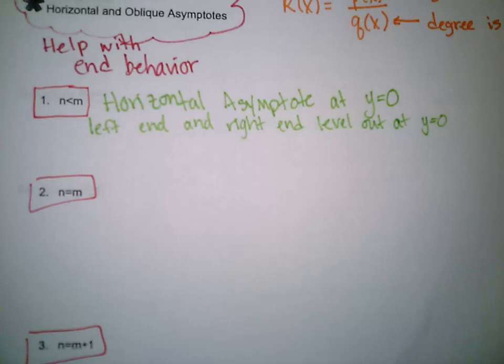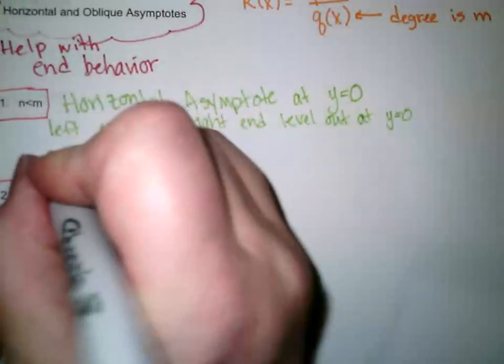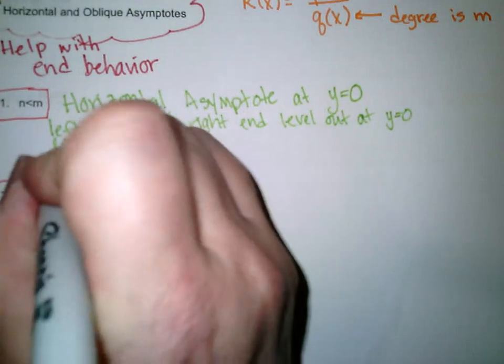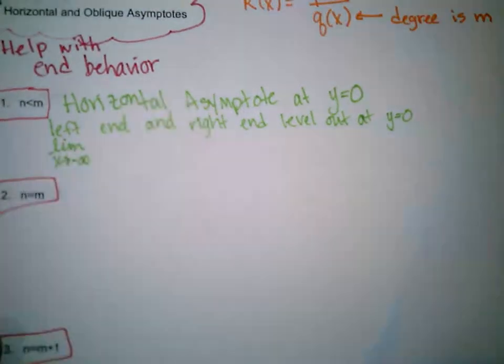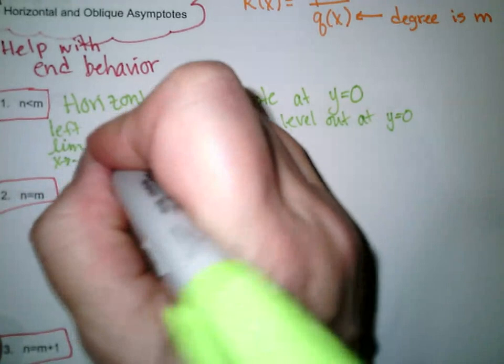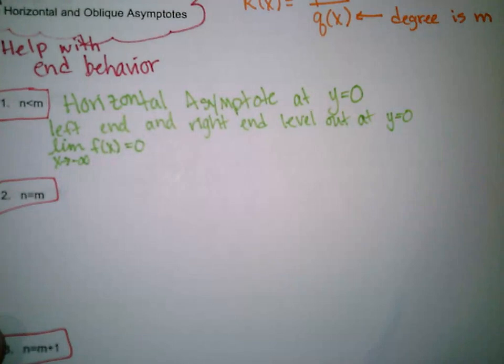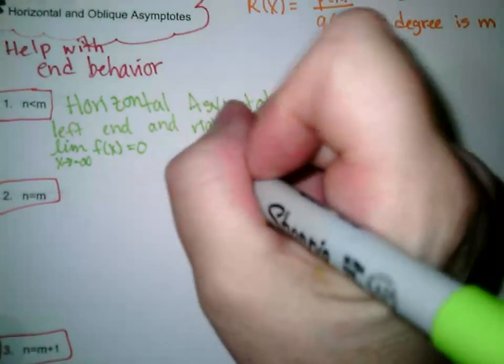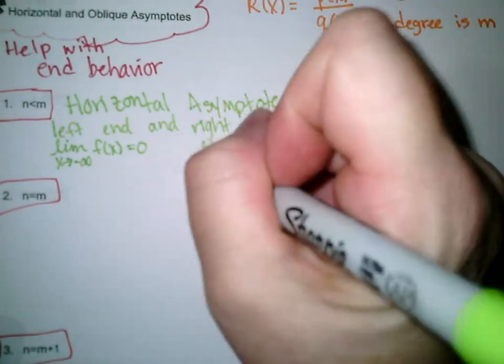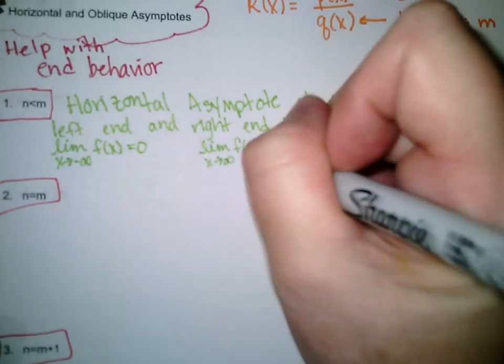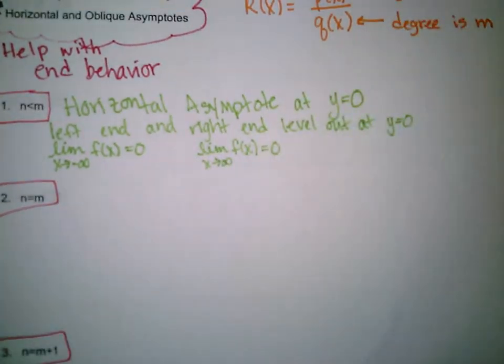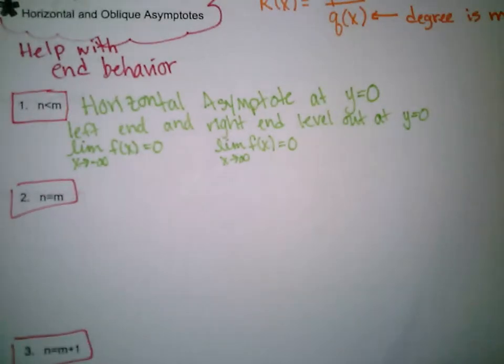And so the way that we describe that end behavior is to say that for the left end, remember we had done this before, the limit as x approaches negative infinity of our function is going to equal 0 because it's leveling out to be y equals 0. And then the right end, the limit as x approaches infinity of the function is equal to 0. We'll see examples of these as we get into section 5.3, where we get to actually put all of this together and make graphs.